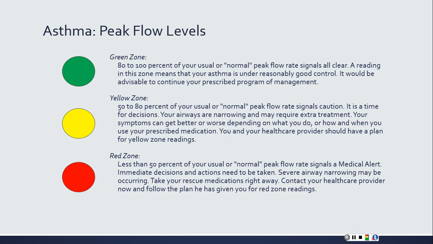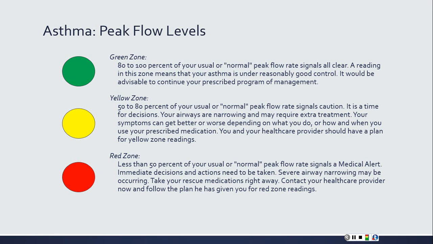The peak flow levels are going to be based on the patient's normal peak flows. If the patient's at 80 to 100% of their normal peak flow rate, then they're in the green zone. They just need to continue the maintenance drugs that they're taking every day. A reading in this zone means that the asthma is reasonably well controlled. It would be advisable to continue the prescribed program of management. Everything's good. This is where we want them to stay as much as possible.